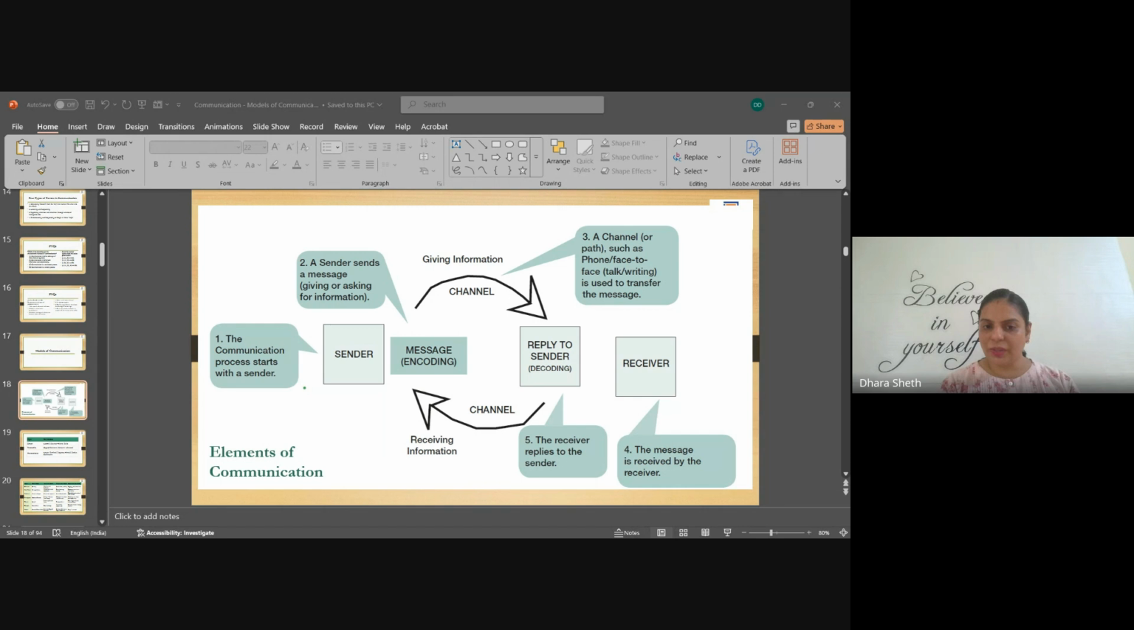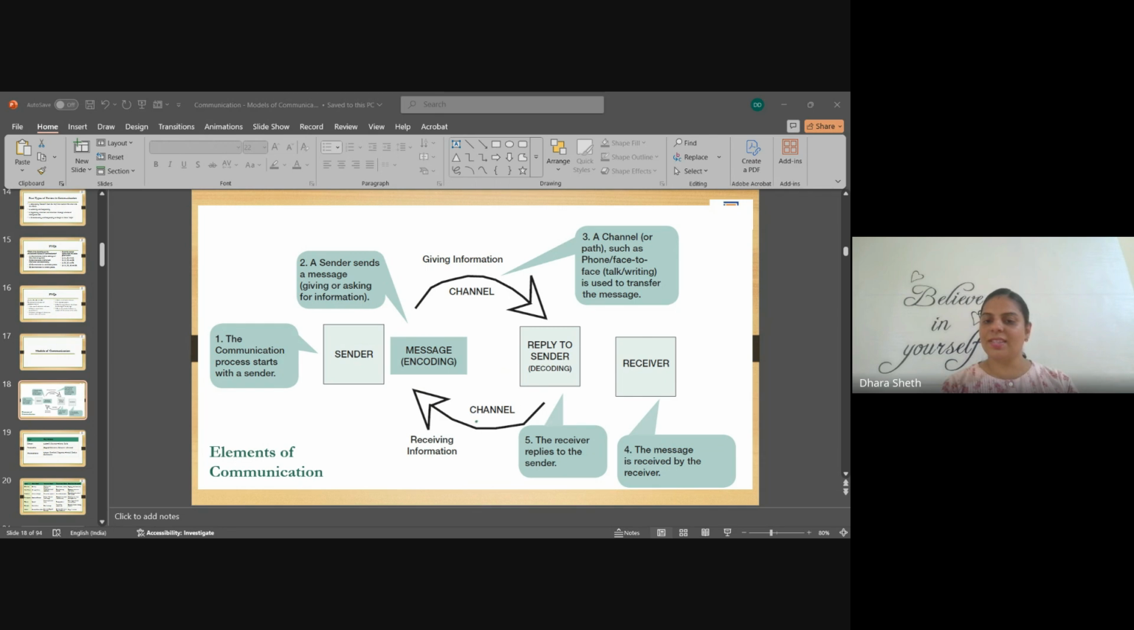The process starts with the sender. Step 1: the sender sends a message to the receiver. This arrow should actually go here. It's a figure that I took from somewhere. This arrow should go here. The sender encodes a message, gives information using a channel, sends it to the receiver.